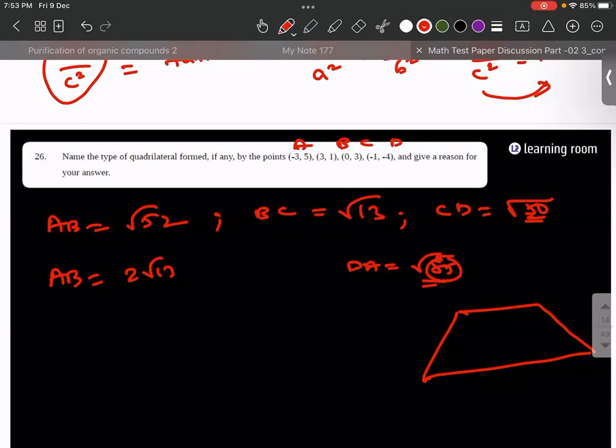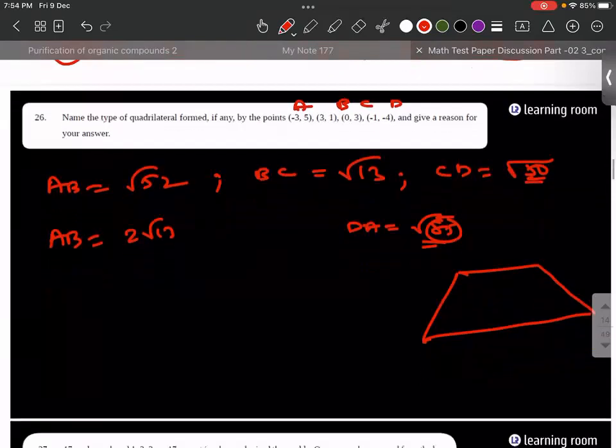So there's no connection between the sides, sir. I'm just checking whether it is a special quadrilateral form, because here it is given AB as 2 root 13, BC is root 13, CD is root 50, DA is root 85. Then what about, we didn't check the diagonals, no? What about AC?